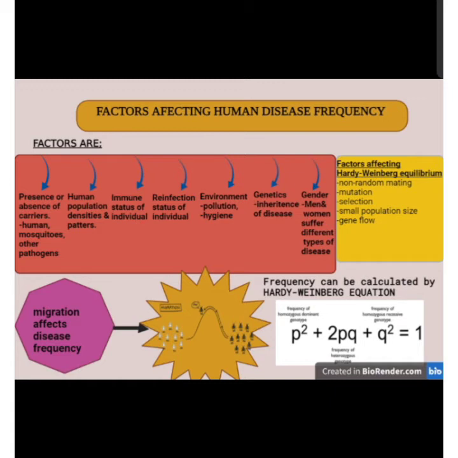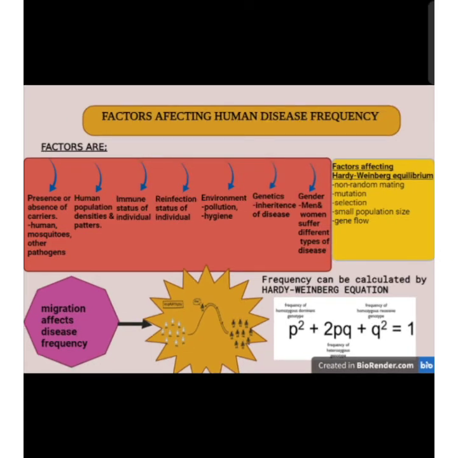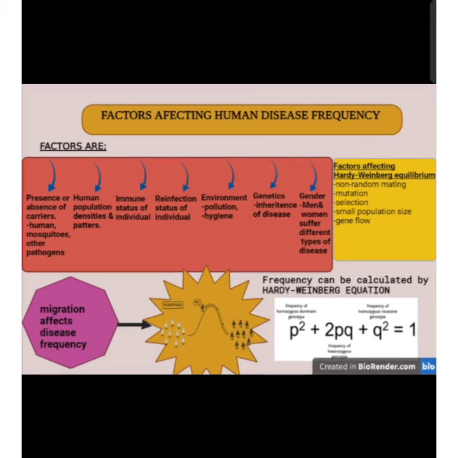There are two basic equations in the Hardy-Weinberg principle. The first equation is p square plus q square plus 2pq equals 1, and p plus q equals 1. p is the frequency of the dominant allele in the population. q is the frequency of the recessive allele in the population. p square is the percentage of homozygous dominant individuals, q square is the percentage of homozygous recessive individuals, and 2pq is the percentage of heterozygous individuals.